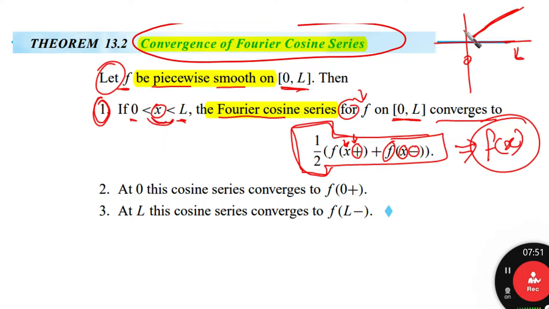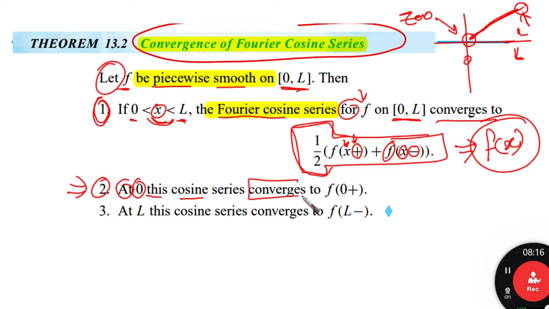But what about the convergence at the ends here, at 0 and at L? Here this is at 0, and here it is at L, at the ends of the interval. How are we going to see it? It is very clear for us here at 0, which is the beginning of the interval, this cosine series converges to what? Exactly, the function substituted with 0, from the right.